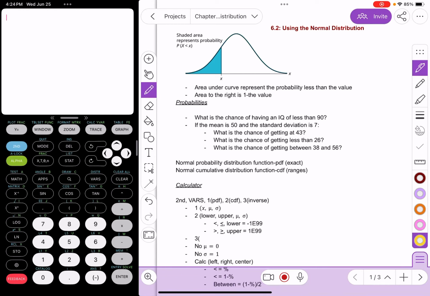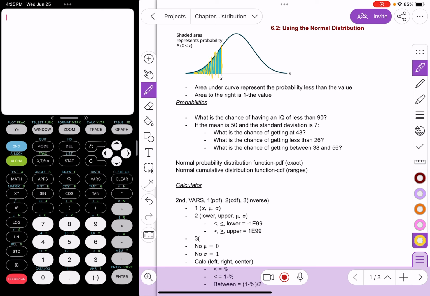All right, so 6.2 is how we're going to use the normal distribution to find probabilities. So our normal distribution is this symmetrical curve, and then the area underneath is our probability. So if the whole thing is shaded, it's the probability of getting anything under the curve, which would equal 1. And our area is always going to be shaded to the left.